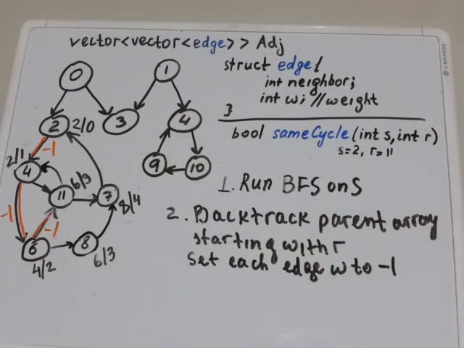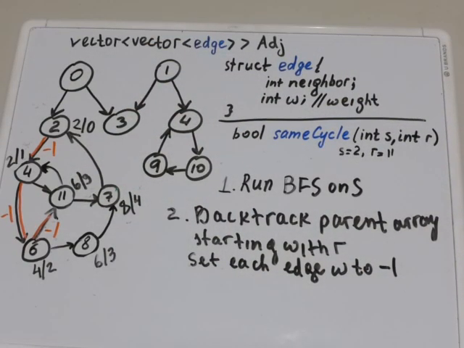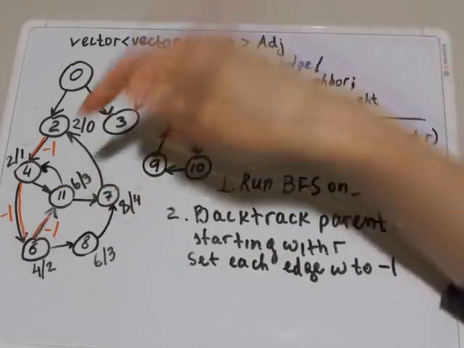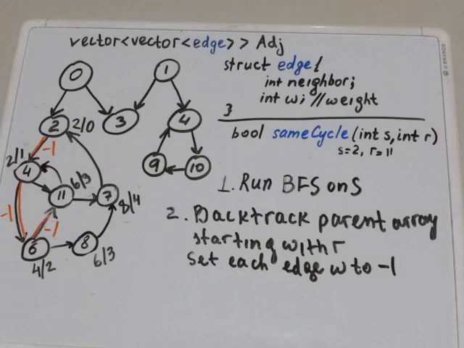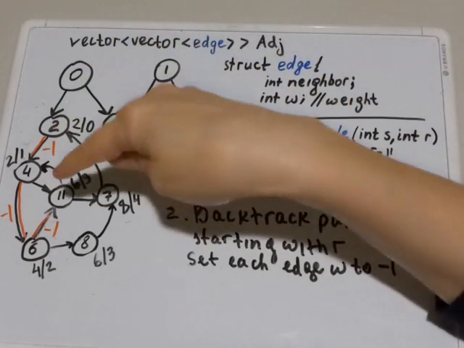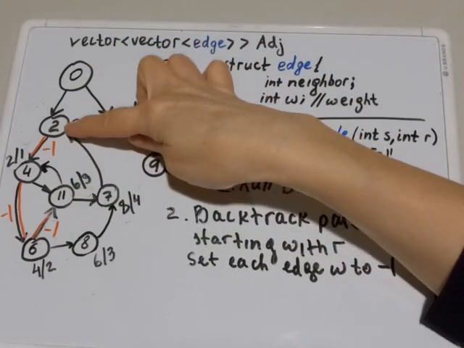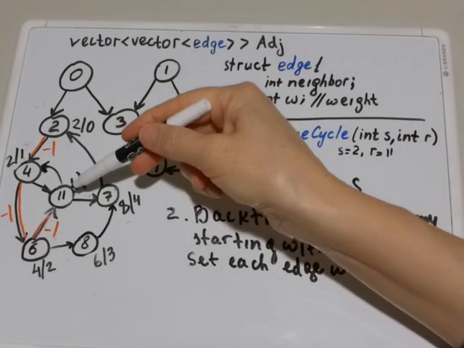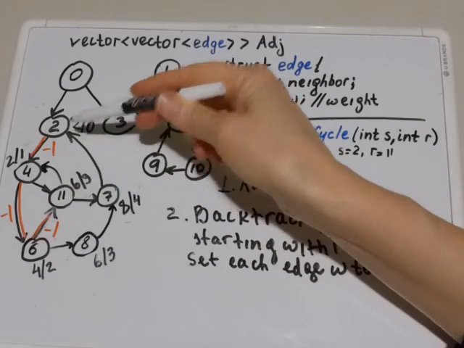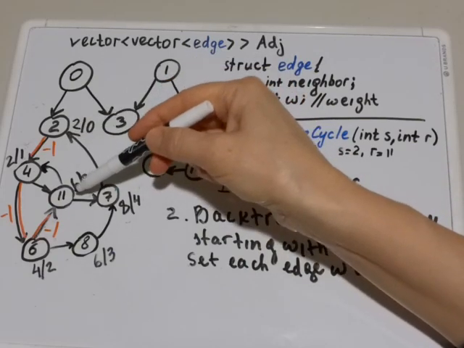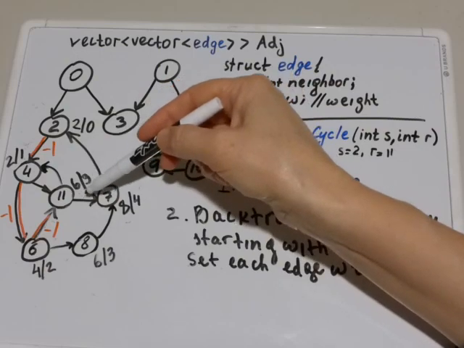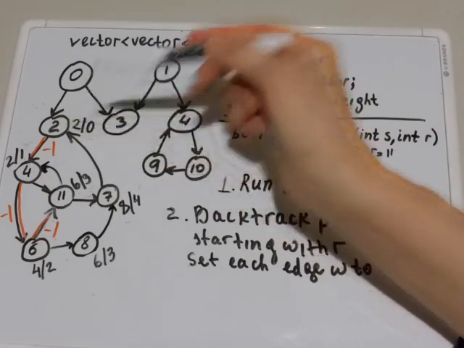Now we would like to know if there is a different path that doesn't include these edges that we marked, that takes us from 11 to 2. Is there such a path in the graph? If there is a path from R to S that has edges whose weight wasn't set to -1.